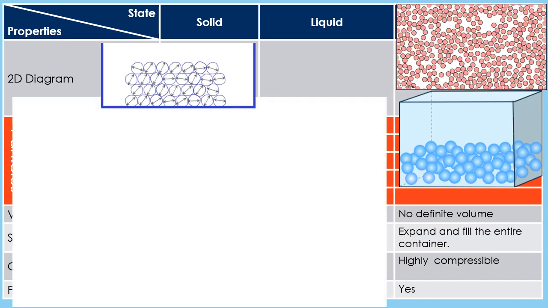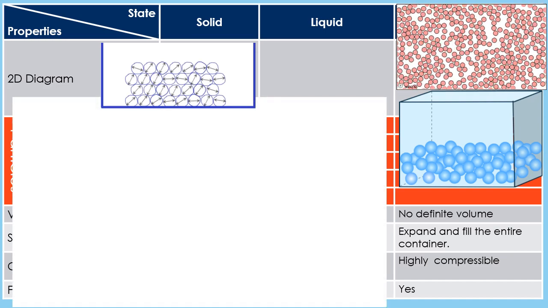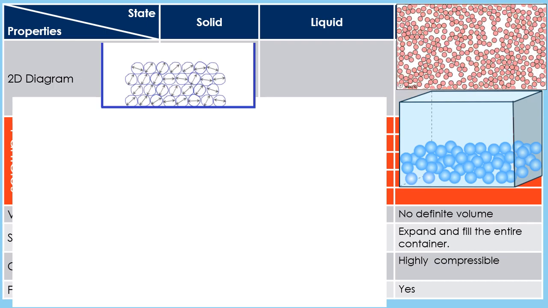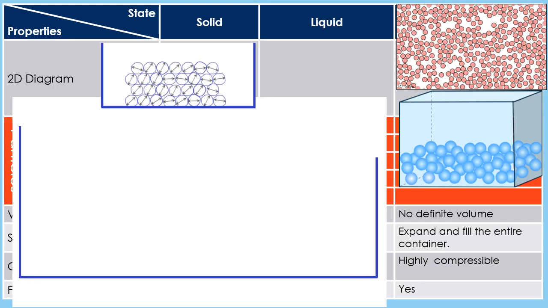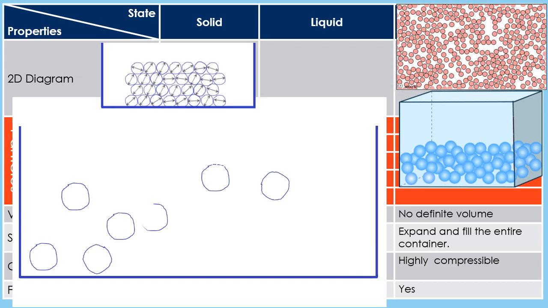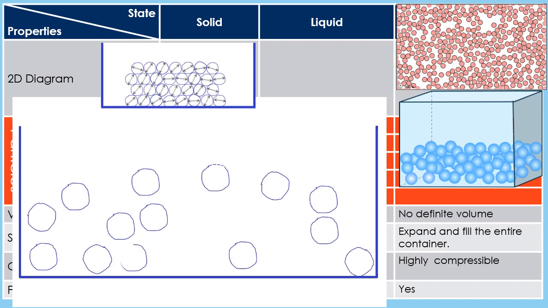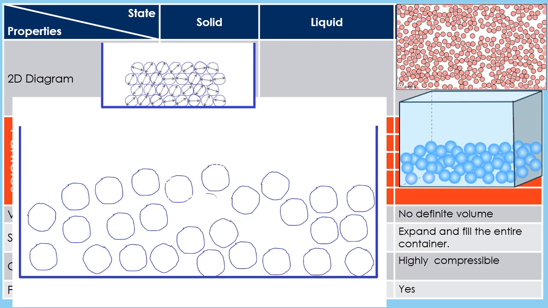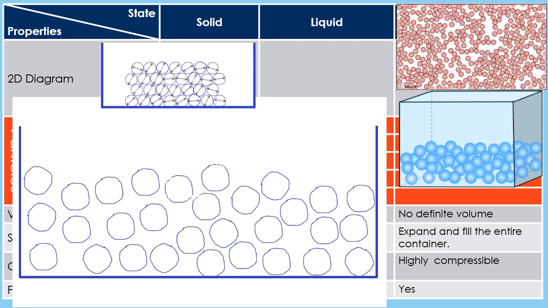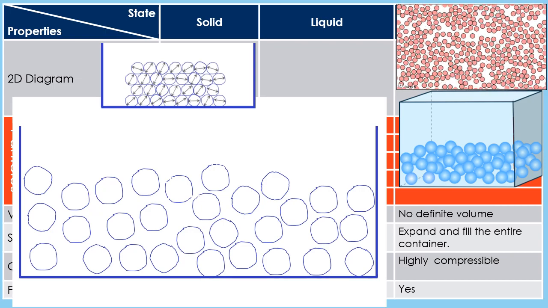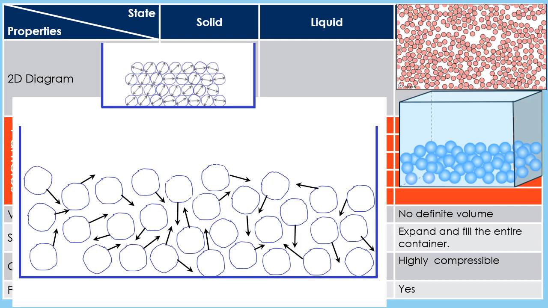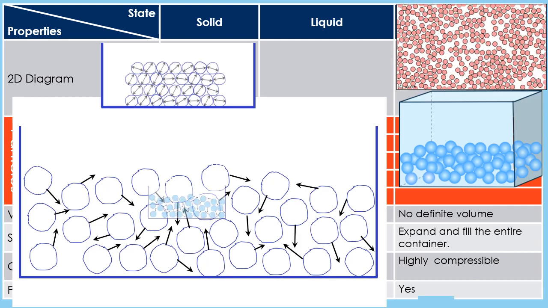For a two-dimensional representation of liquid, based on the kinetic particle model of matter, I'll start by drawing a sketch of the container's wall. After that, I'll begin to draw the particles as small circles in a random pattern, but you must ensure that the shape of the liquid matches the bottom of the container, because liquids can flow. To represent the particles' motion, I'll draw several arrows in random directions to show the particles moving and passing each other.